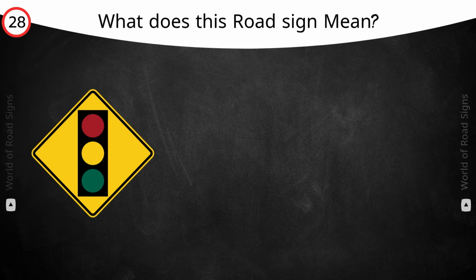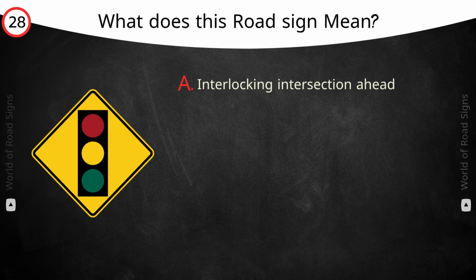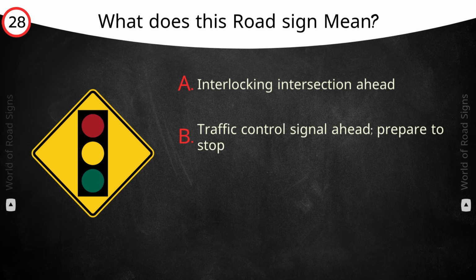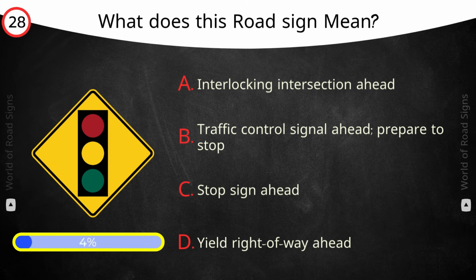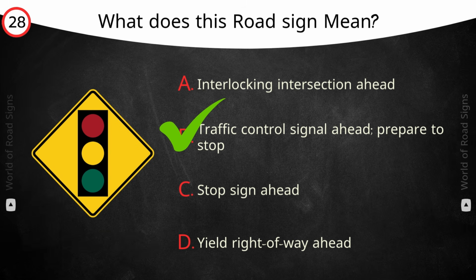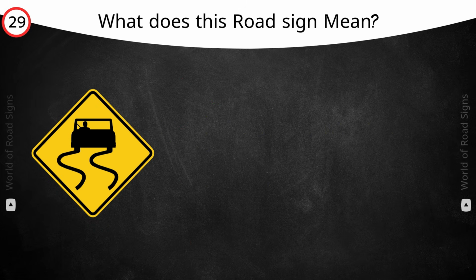Question 28. What does this traffic sign indicate? A. Interlocking intersection ahead. B. Traffic control signal ahead. Prepare to stop. C. Stop sign ahead. D. Yield right of way ahead. Option B is correct. Traffic control signal ahead. Prepare to stop.